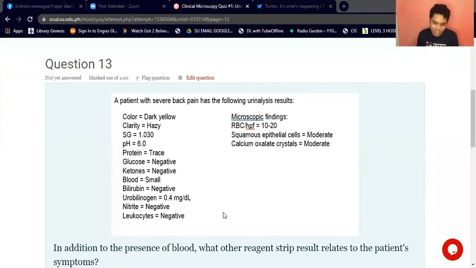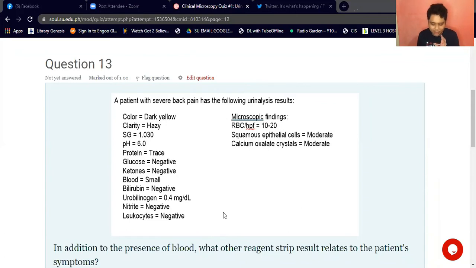So you have a high SG of 1.030, a trace protein, small blood, and lastly urobilinogen of 0.4 mg/dL. Now for the microscopic, RBCs of 10 to 20. That's a lot, alright? And of course, you have CaOx crystals.